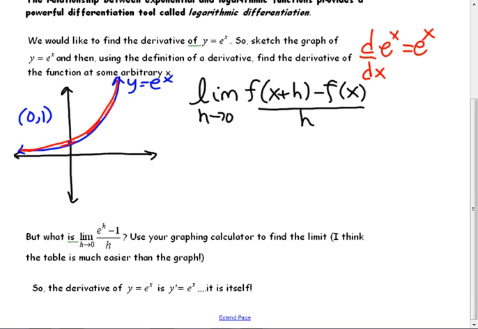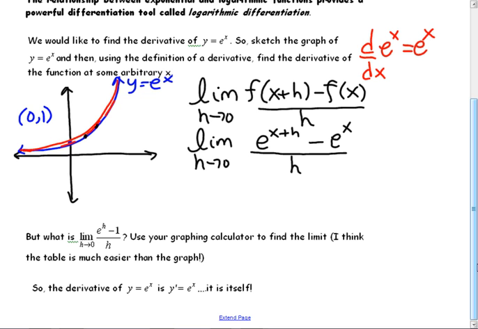It's just the slope of the tangent line. At any particular point, you're going to drag these points closer and closer together. So let's substitute this in here. It's the limit as h goes to 0, and in place of x, I'm going to put in x plus h. So it's e to the x plus h minus e to the x, all over h. And you're going to say, I don't know an algebraic trick to figure that out. And you're right. I don't either.